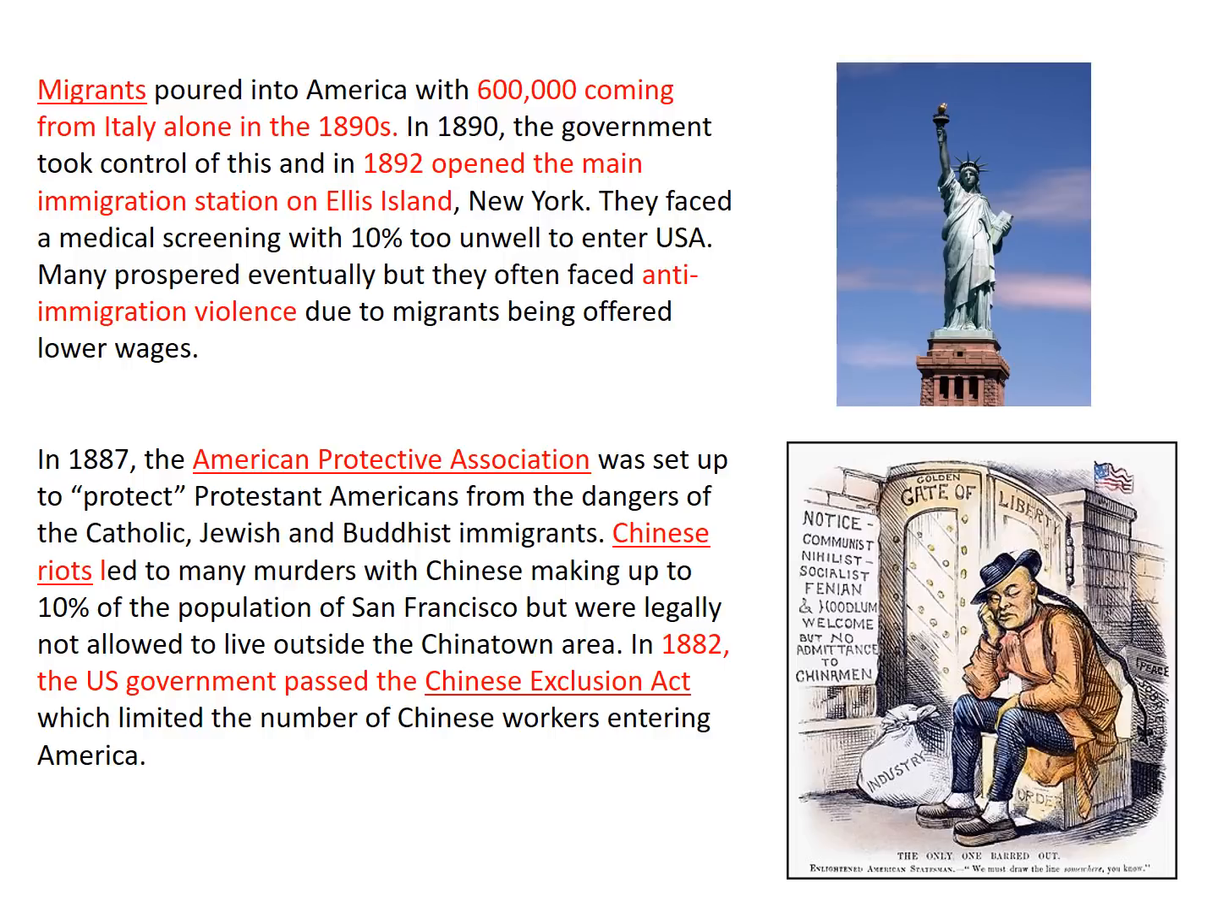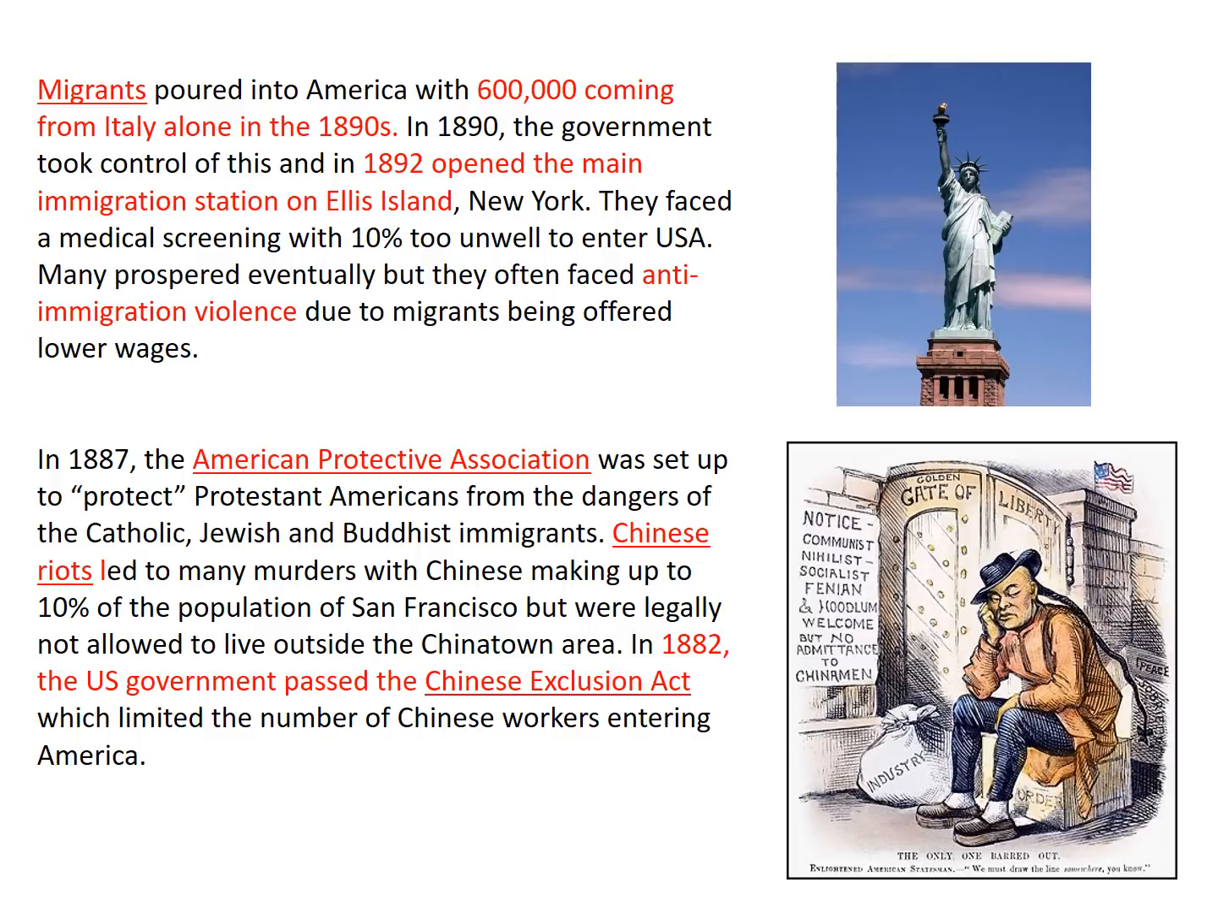In 1887, we have the fear of immigrants is shown with the American Protective Association set up to protect Protestant Americans from Catholics, Jewish and Buddhist immigrants. One of the groups that's most persecuted are Chinese immigrants, and we get the so-called Chinese riots. Chinese made up 10% of San Francisco, but were only allowed to live within Chinatown. So they were restricted within that area.